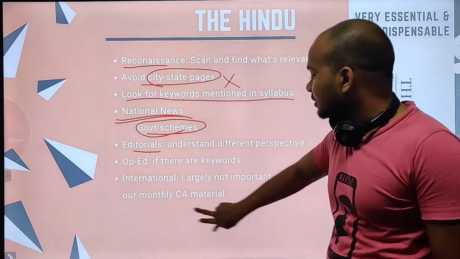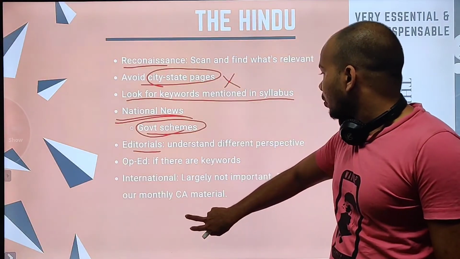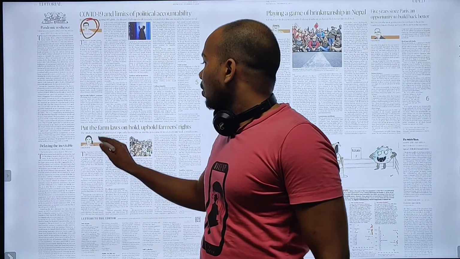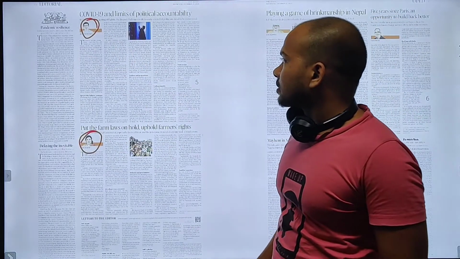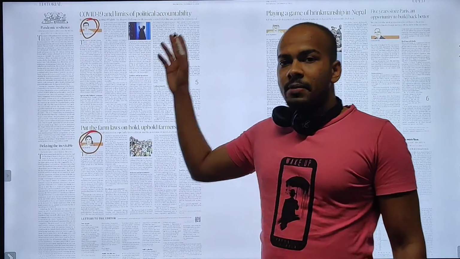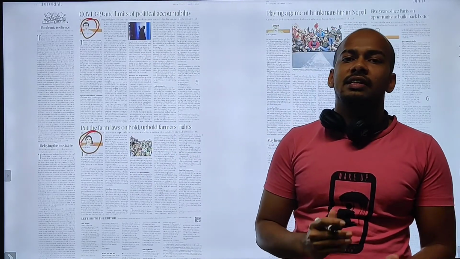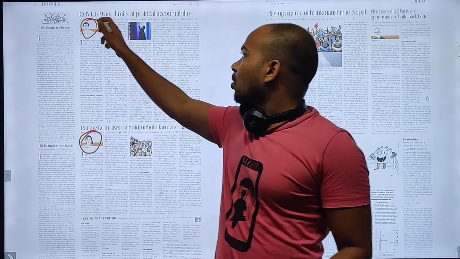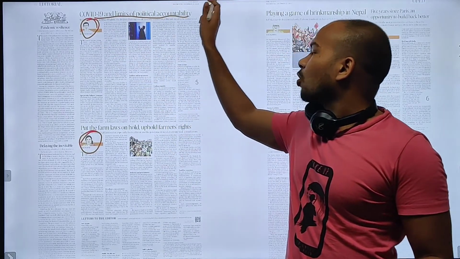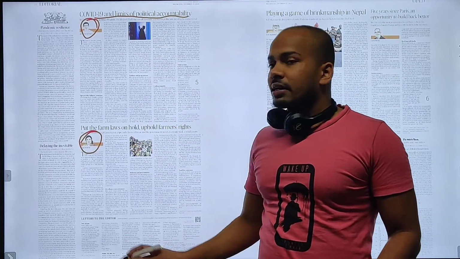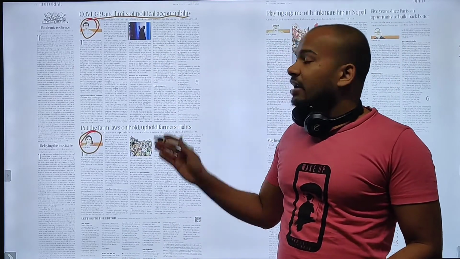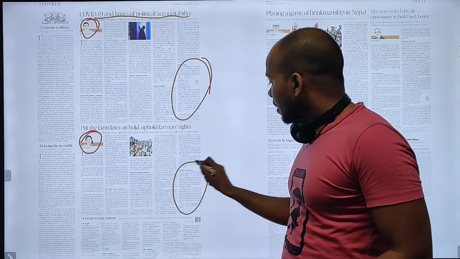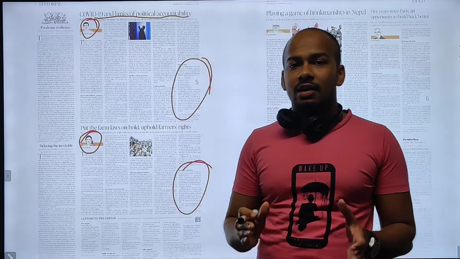Then come editorials. In editorials, people are going to give their opinion regarding issues. Reading these articles will give you a different perspective on different issues. So this one is about COVID-19 and the limits of political accountability. Read through the articles and get to know what the writer has to say about it, and pay attention to the last part, because in the last part there will be a conclusion kind of thing.